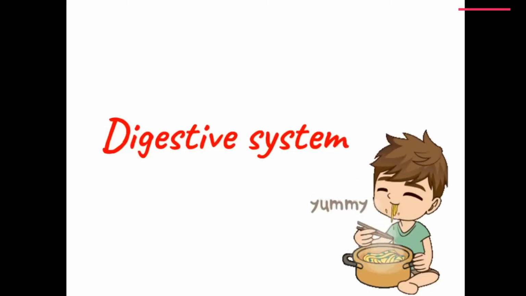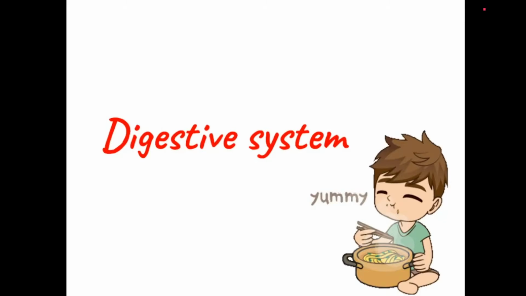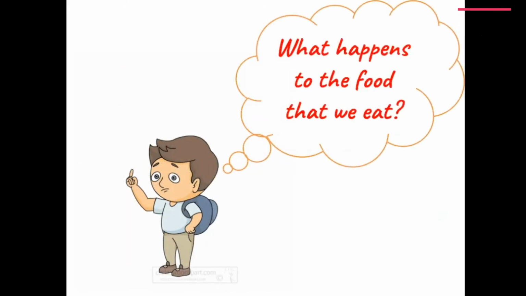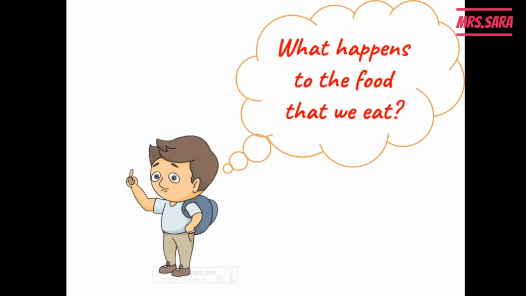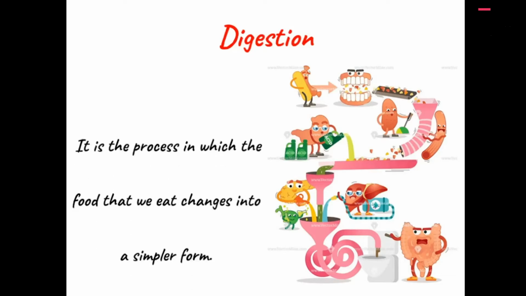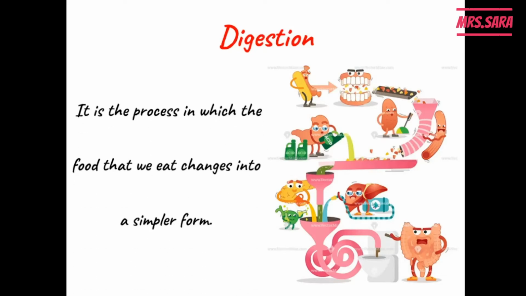I'm Sarah, and today we're going to talk about the digestive system. First, can you think with me what happens to the food that we eat? So, the food that we eat goes through a process called the digestion process. And the digestion process is the process in which the food that we eat changes into a simpler form.